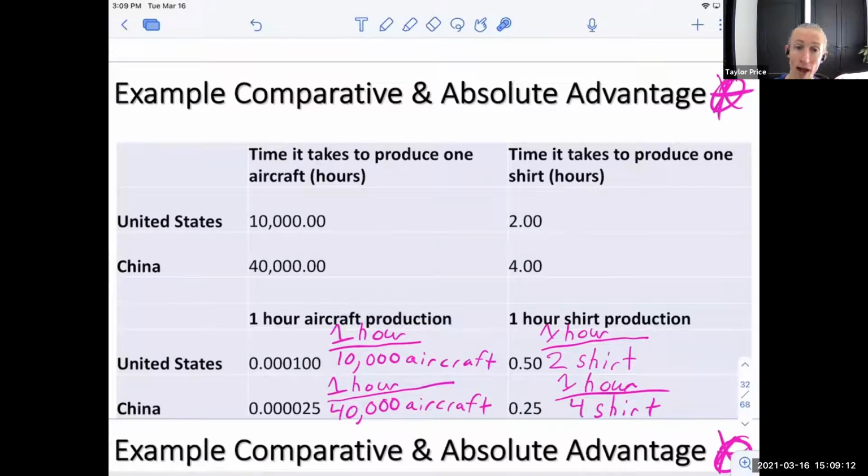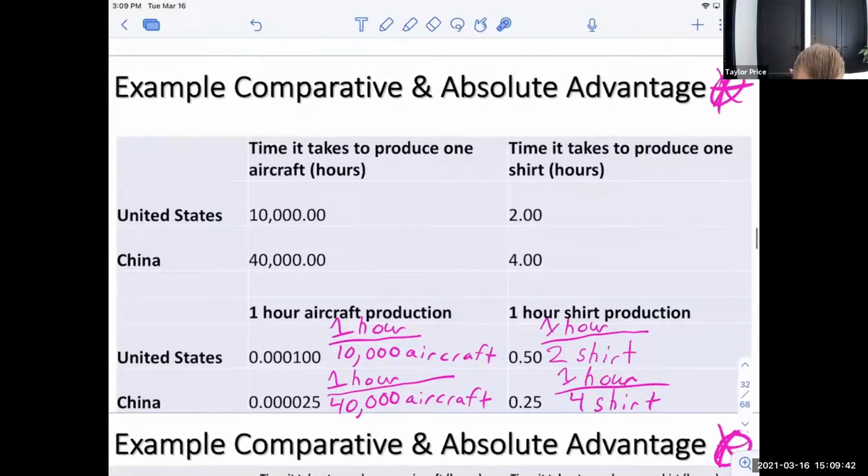So for aircraft, we have to take 1 hour over the time it takes to produce one aircraft, and we have to do that for shirts and aircraft. When we do that, we can compare these numbers, because now they're all over 1 hour. So we can actually see what the correct comparison is here.